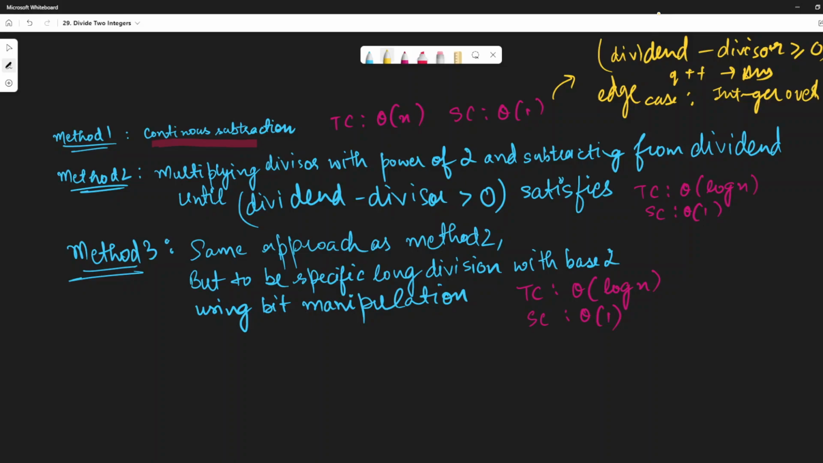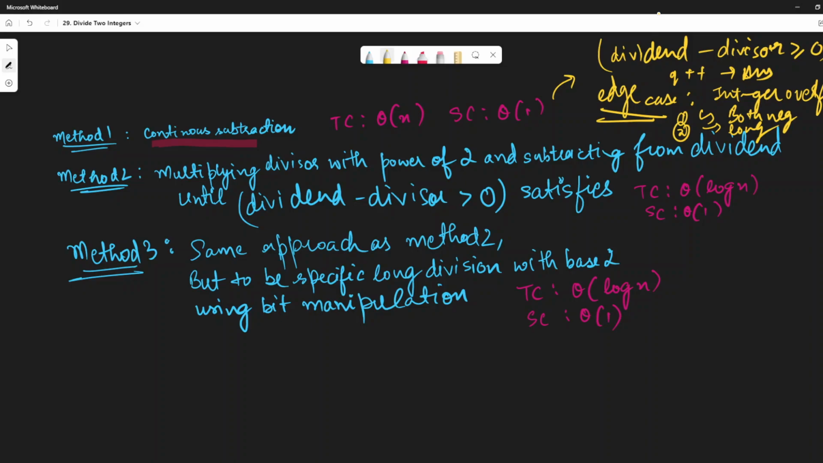And how we were handling that integer overflow was, the first method was that both negative, means convert both to negative. Our second method was to take long. So this was the thing which we were using for our first method. Now comes the part for our second method.